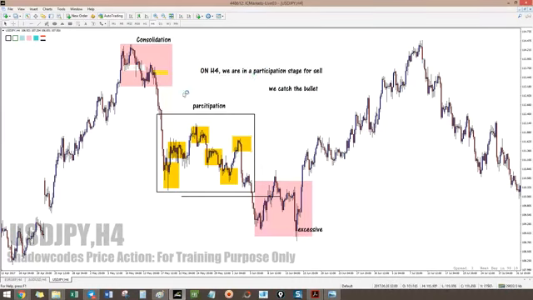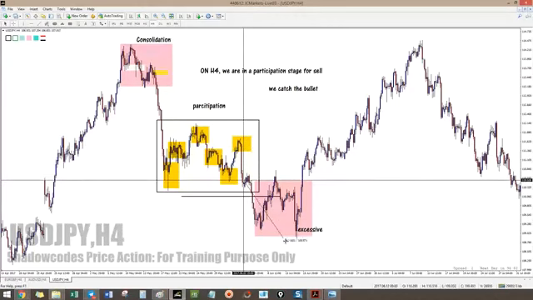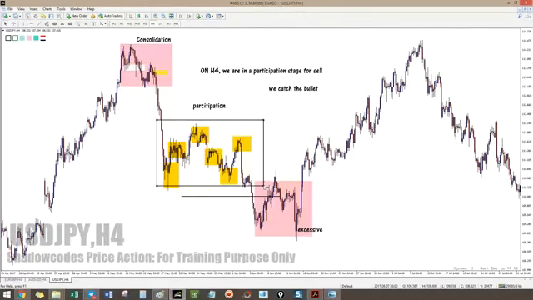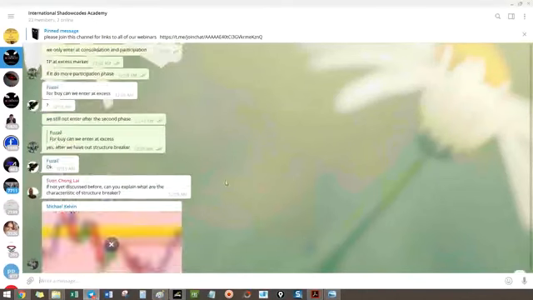You see this? On H4, we are still in the participation stage for sell. So in this area, find the setup for sell, because on the higher time frame, we are still able to go deeper than this. Do you understand what I'm trying to say?